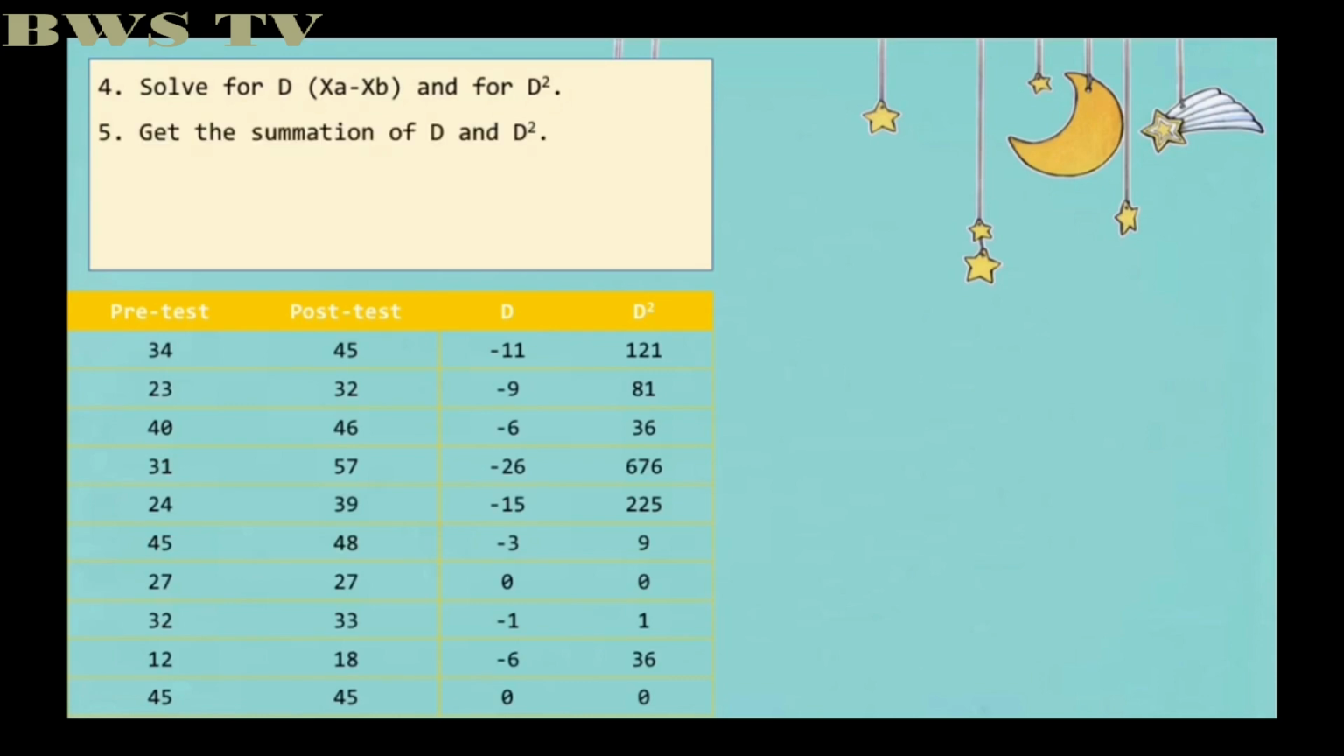Step 5. Get the summation of D and D squared. To get the summation of D, you must add all the numbers in D, ignoring the negative. To get the summation of D squared, you must also add all the numbers in the column of D squared. Our summation is 1185. To find N, just add all the numbers in pre-test and post-test.